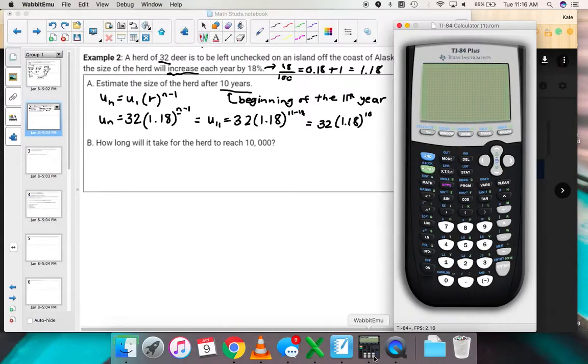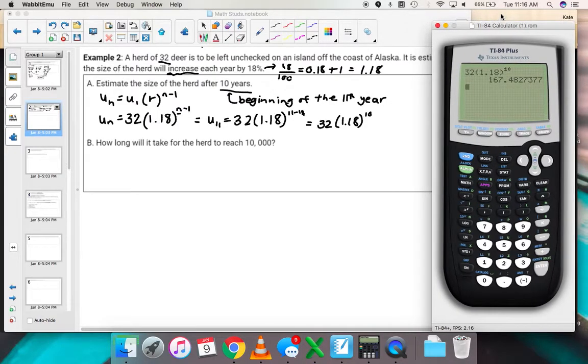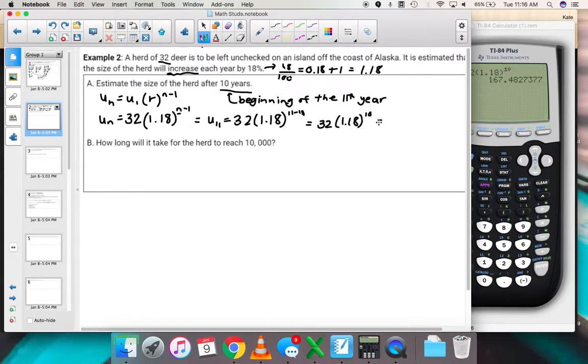Plugging that into my calculator here, I have 32 times 1.18 to the power of 10. And that gives me a value of 167.48. There's going to be 167.48 deer. However, it's not really possible to have 0.48, almost half of a deer. So we're going to leave that value as 167. There are 167 deer after 10 years.